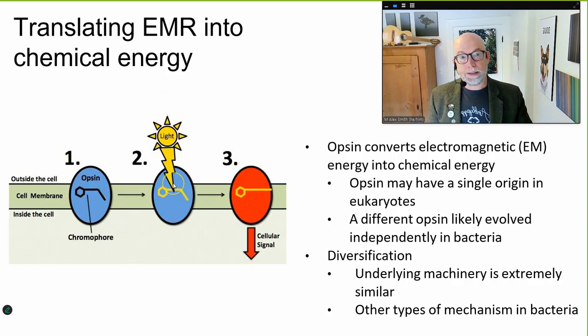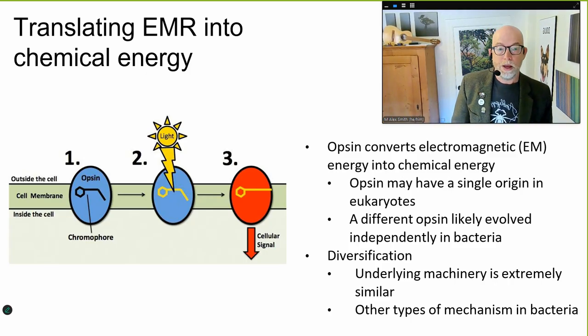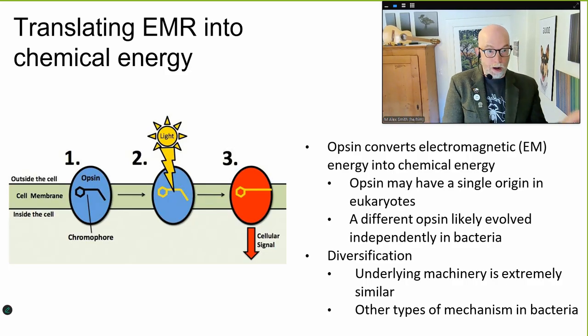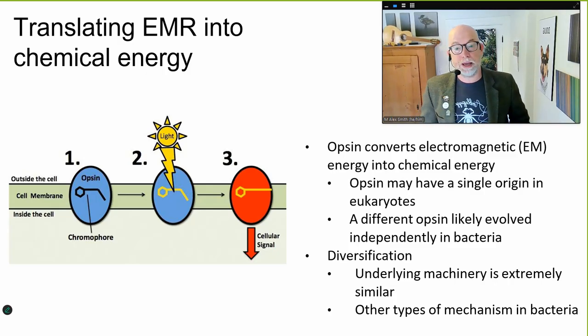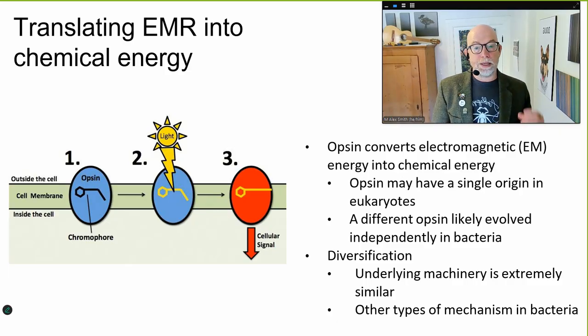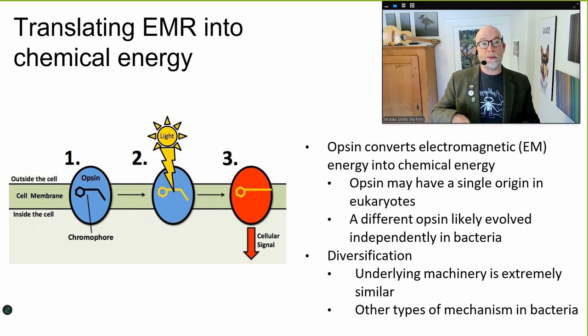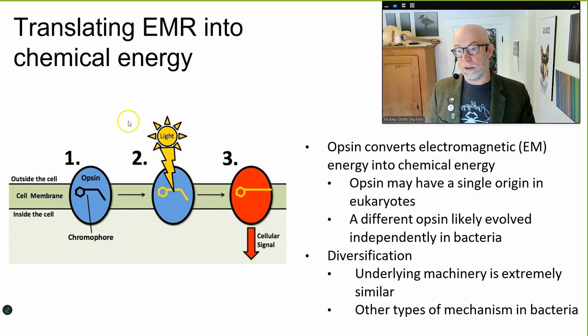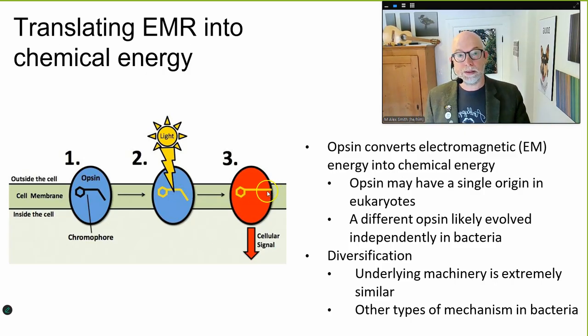When light strikes that cell membrane that contains the chromophore, it alters the opsin to transmit a cellular signal into the nervous system. So opsins, there's a number of them, but they are the key protein that converts electromagnetic energy into chemical energy. They might have a single origin within the eukaryotes, and then a different origin independently in the bacteria. And since that metazoan event, there has been a diversification into a number of different mechanisms, but the underlying machinery, the opsin structures, is remarkably similar.